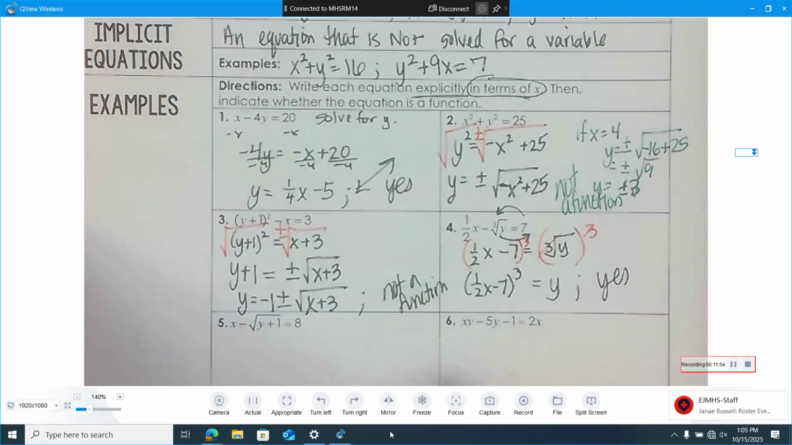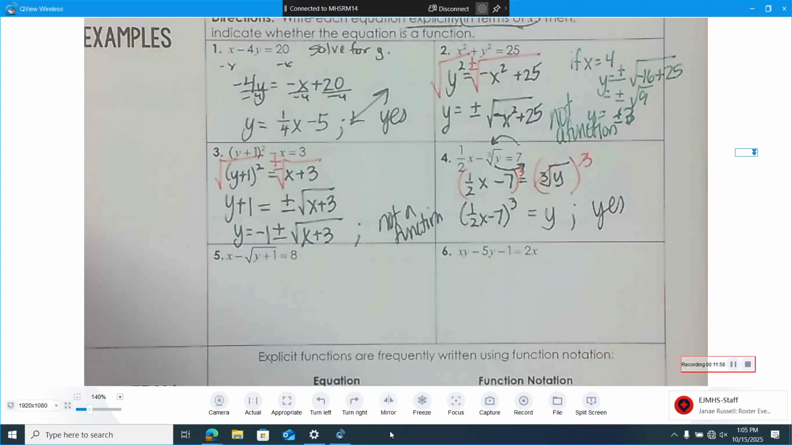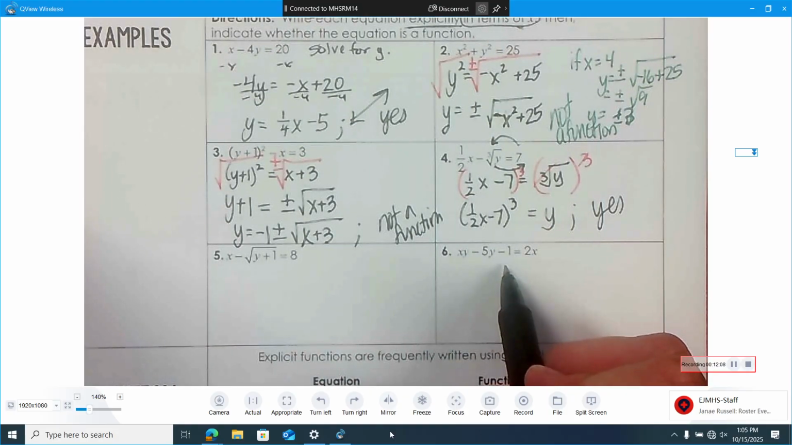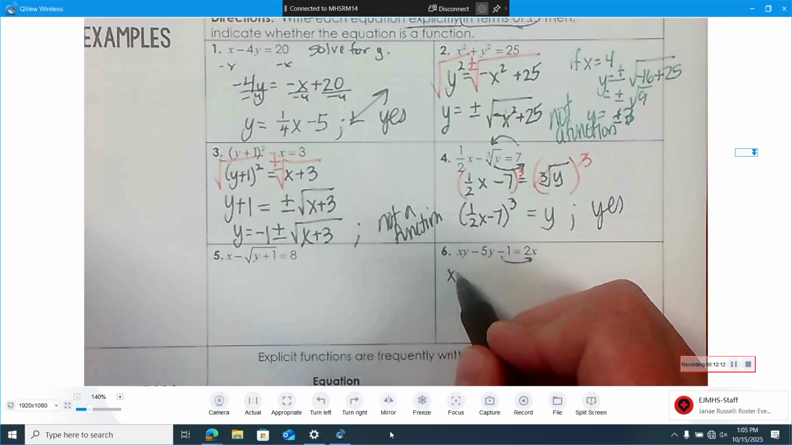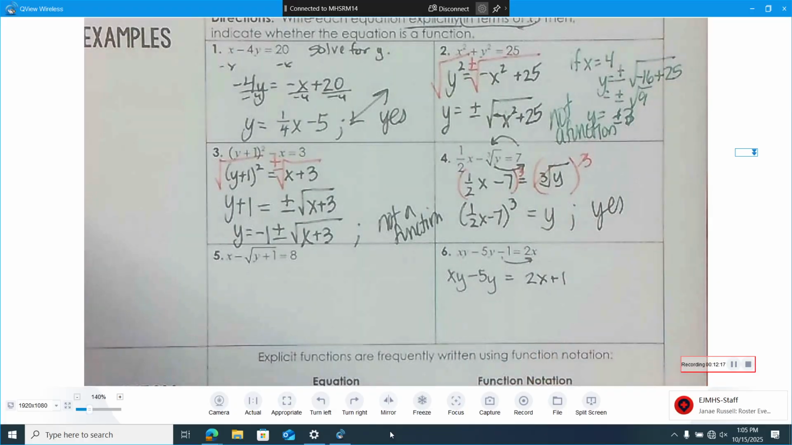Let's do number 6. Oh my goodness. Bad camera here. All right, again, we're trying to get y by itself, but we got a couple of y's here. What do you want to do first? I'm not going to switch to 5 and 2. I'm going to add the 1 for sure. So xy minus 5y equals 2x plus 1.